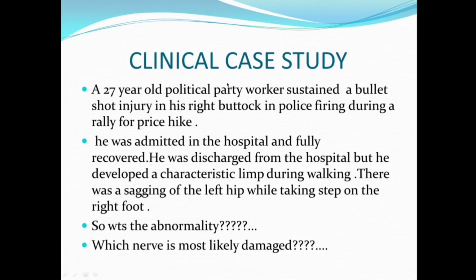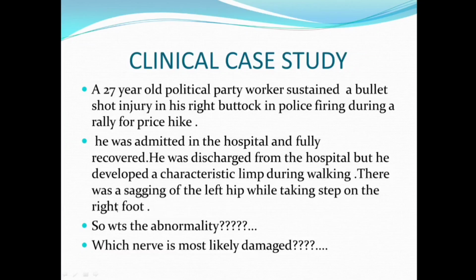We'll discuss a clinical case study. A 27-year-old political party worker sustained a bullet shot injury in his right buttock in police firing during a rally for the price hike. He was admitted to the hospital and fully recovered. He was discharged, but he developed a characteristic limp while walking. Limp means walking with difficulty because of injury or stiffness of the leg. Then there was a sagging of the left hip while taking a step on the right foot.